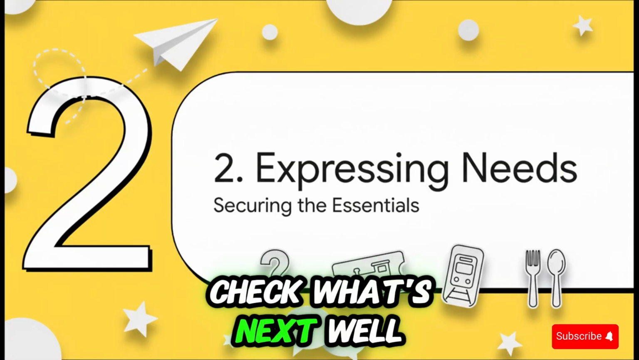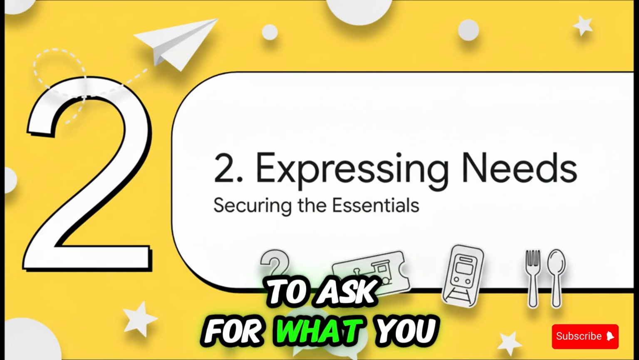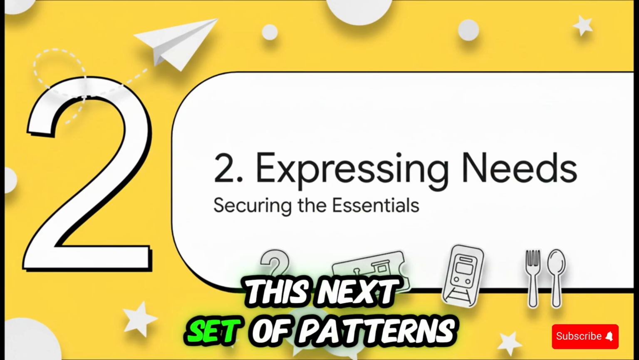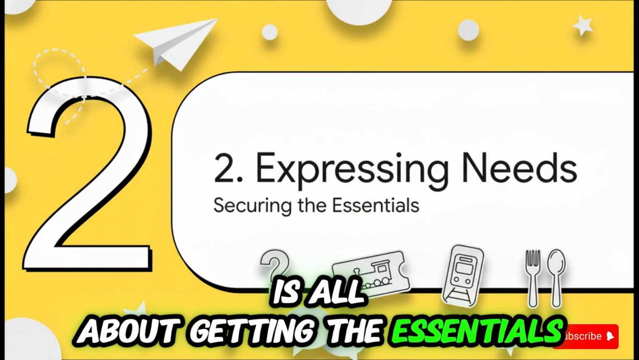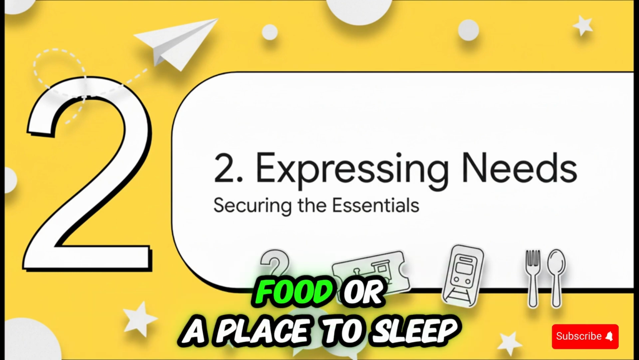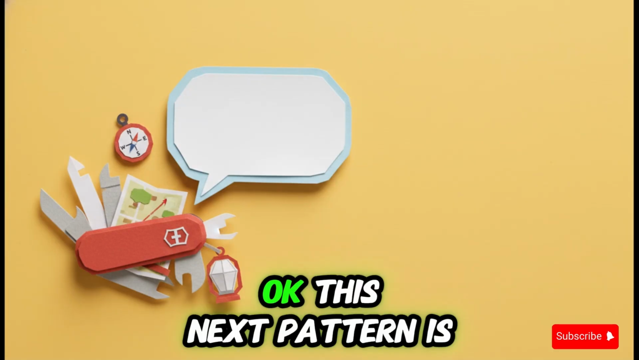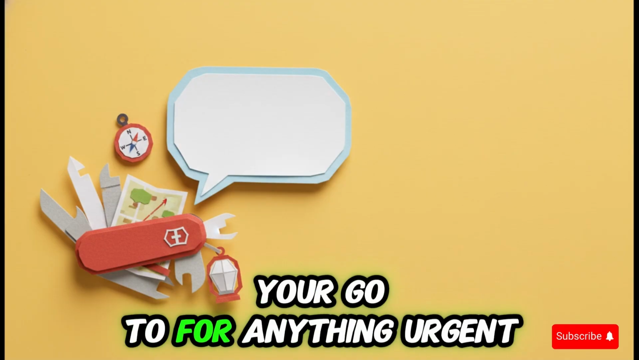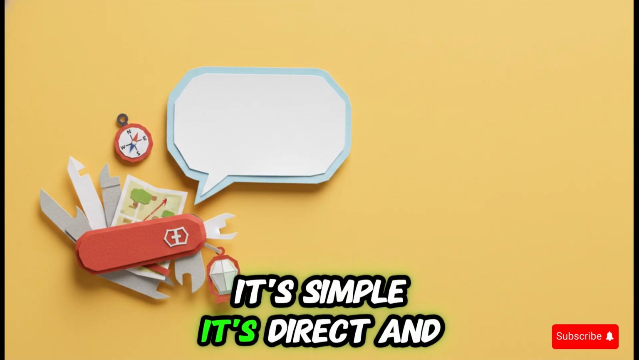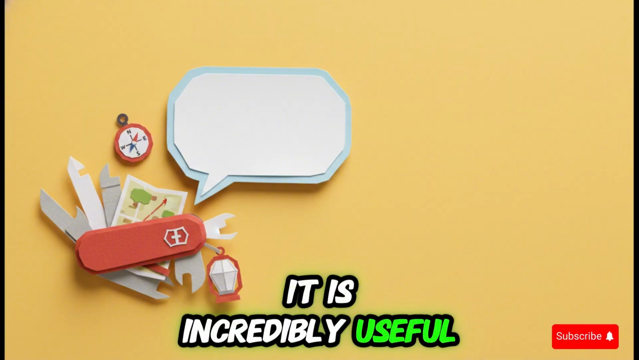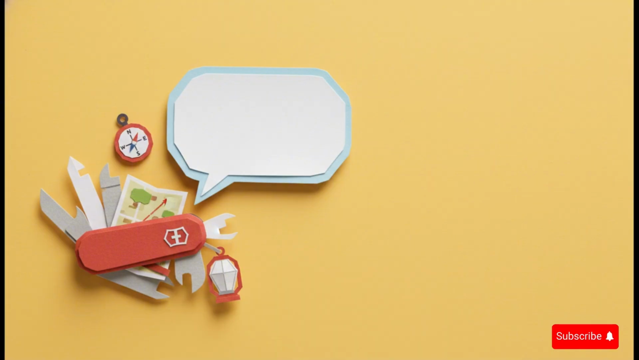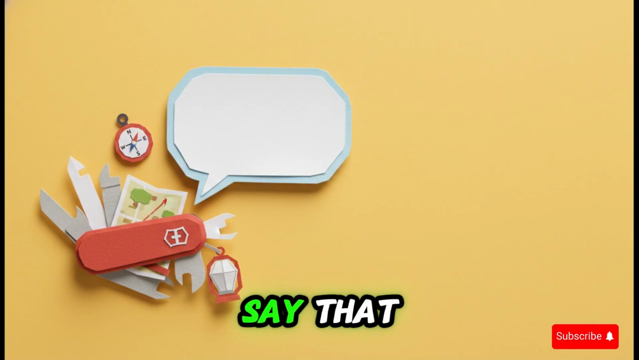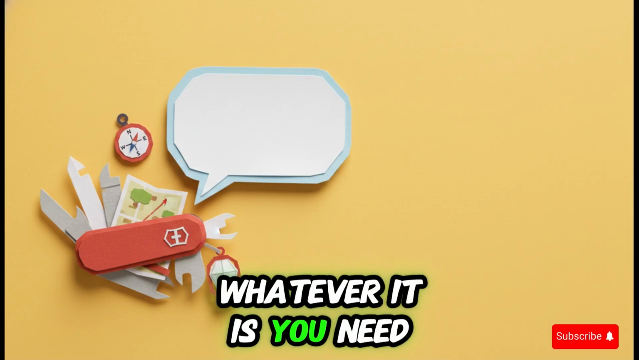Check. What's next? Well, you need to be able to ask for what you actually need. This next set of patterns is all about getting the essentials, whether that's a ticket, some food, or a place to sleep. Okay, this next pattern is your go-to for anything urgent. It's simple, it's direct, and it is incredibly useful. The phrase is 我需要, which just means I need. You say that, and then you tack on whatever it is you need right after it.